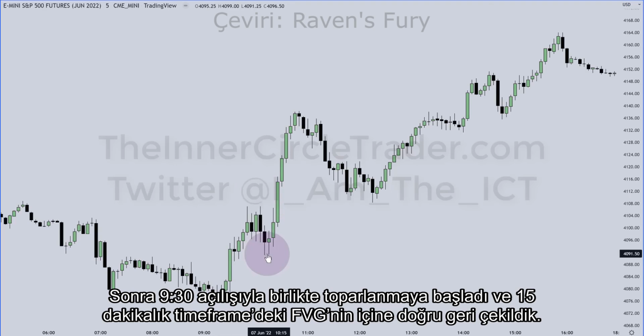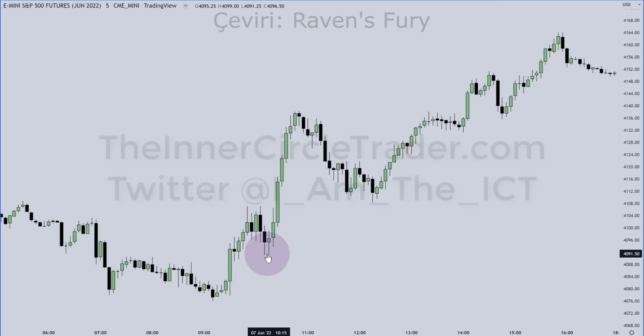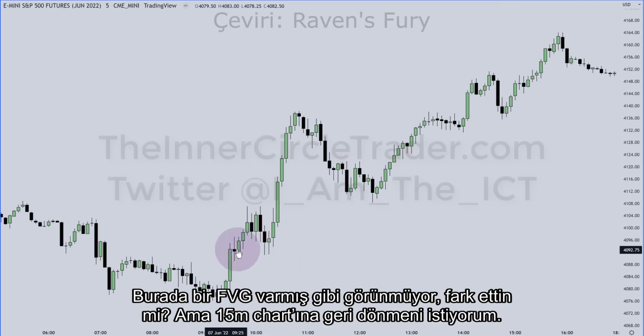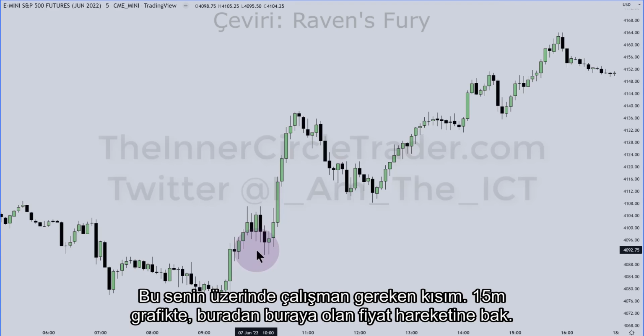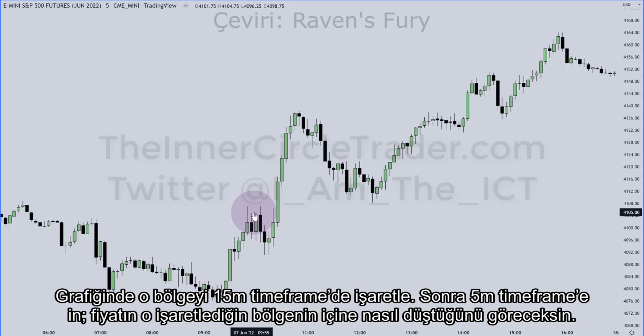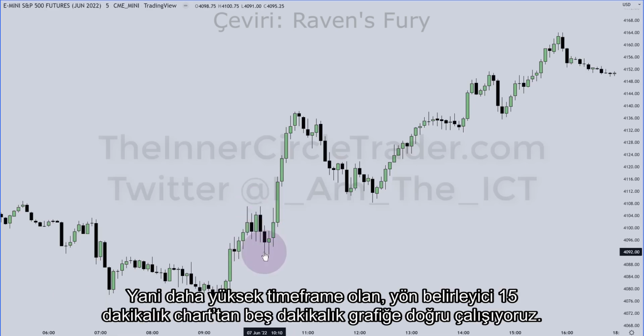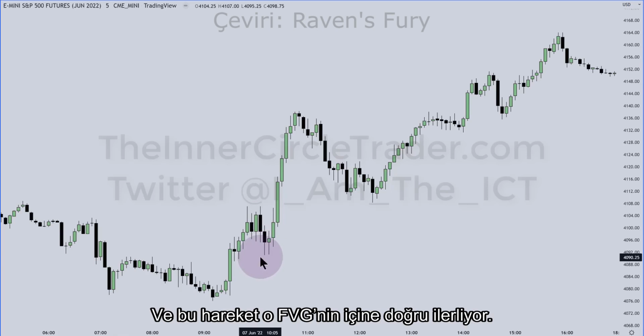And then we dig down into that 15-minute time frame fair value gap. It doesn't look like a fair value gap in here. Notice that? But I want you to go back to your 15-minute chart. This is where the work is required on your part. In this price run from here to here on that 15-minute chart, look at your chart and shade that in on the 15-minute time frame, and then drop down into the 5-minute, and you'll see how it drops into that shaded area. So we're working from a higher time frame, the 15-minute bellwether chart, into a 5-minute chart. This is running into that fair value gap.